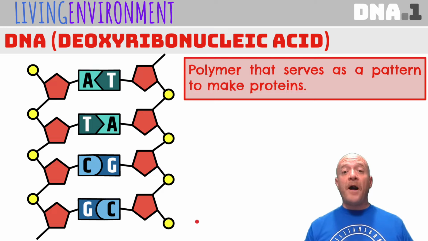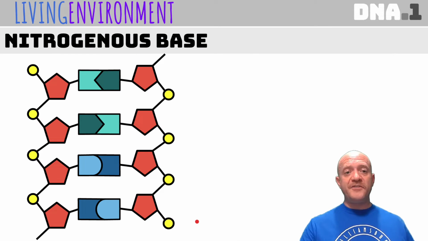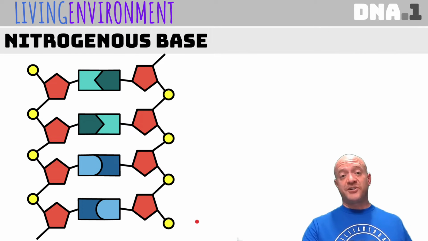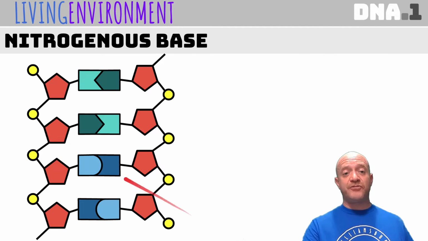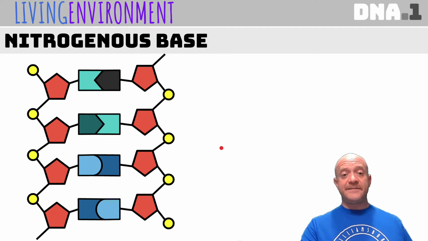But DNA is a polymer. Remember, polymer is many parts. A polymer that serves as a pattern to make proteins. So I'm going to break down the DNA structure. First, we have what is called a nitrogenous base. And nitrogenous just means it contains nitrogen. And these are the nitrogenous bases.